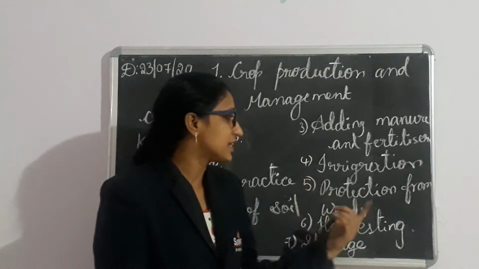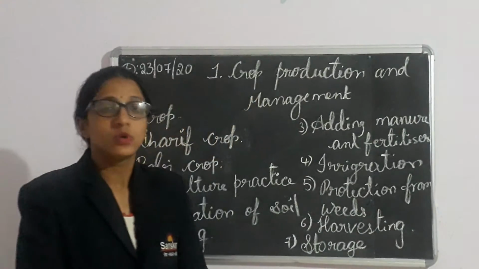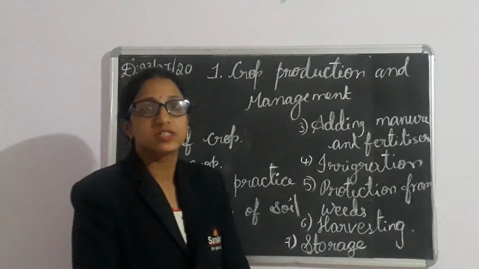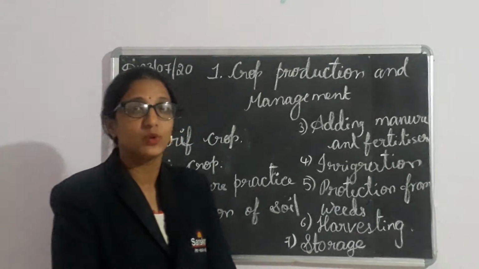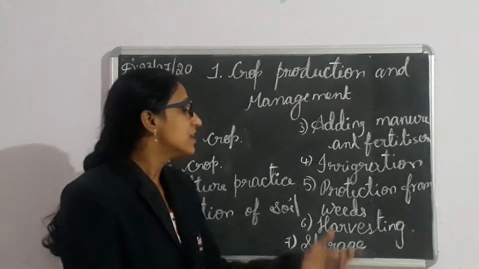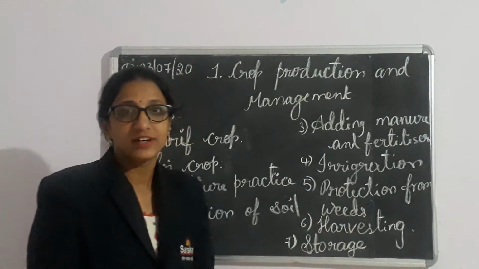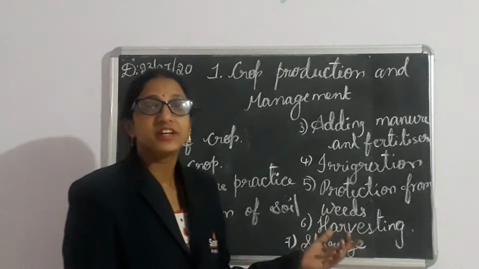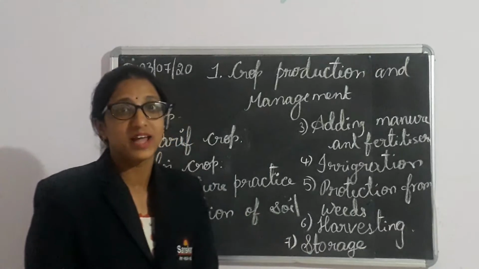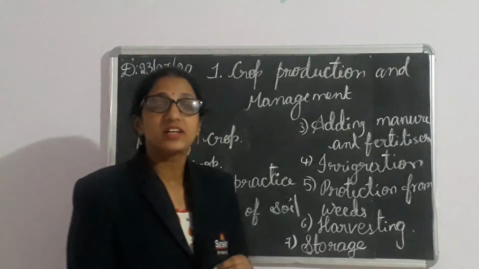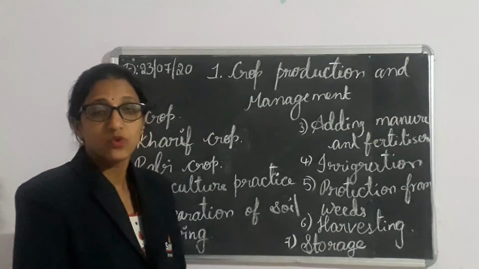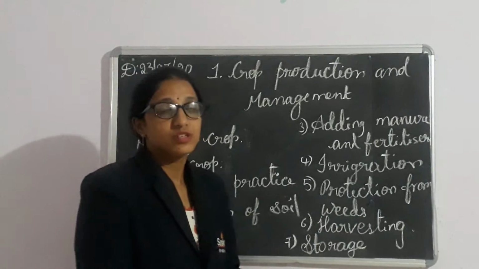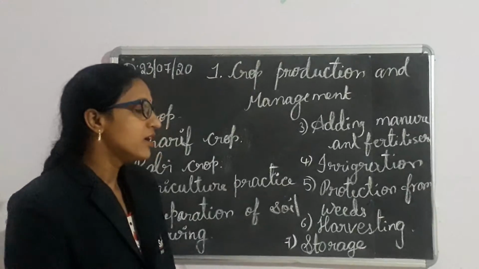And the fifth one is protection from weeds. Weeds are the unwanted plants which grow in the crop. We are not cultivating them but they grow in the crop, and they are called weeds. Removing weeds is known as weeding. The chemicals which we use to remove weeds are weedicides. 2,4-D is the chemical mostly used to remove weeds from the crop.